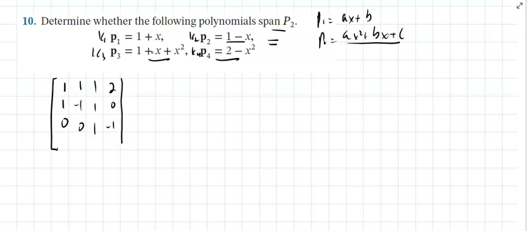And we want to see if constants. So see the constants b and a. We want to know if this has a solution. Again, determine whether the following polynomials span this. We just want to figure out, is there a solution to this or not? Well, let's see. We could solve it, or we could just figure out the determinant of this and see how that works.